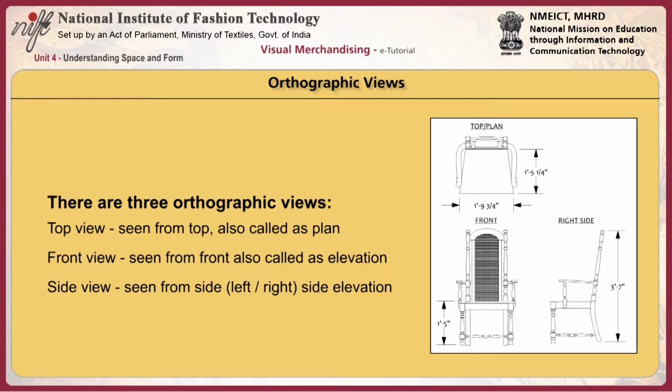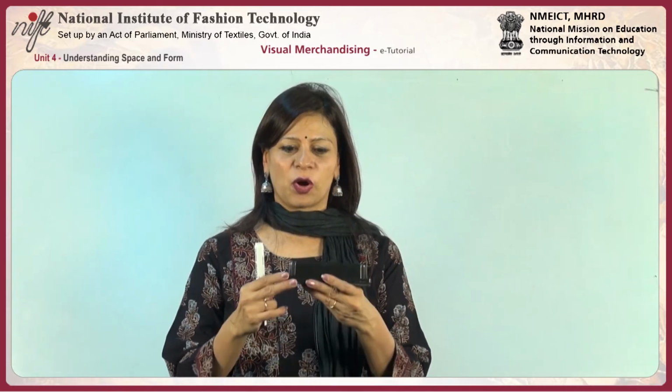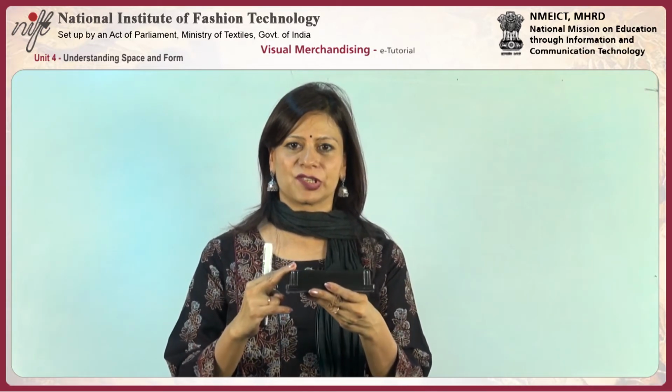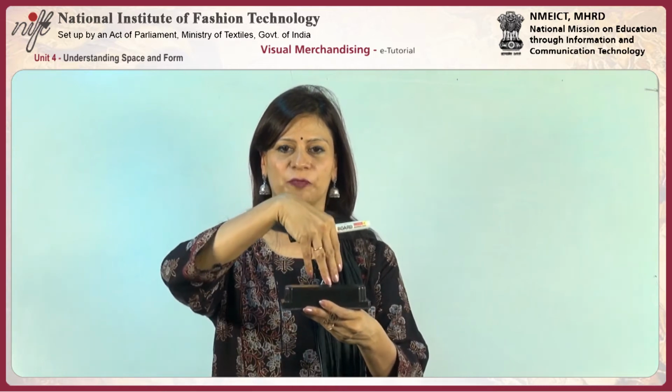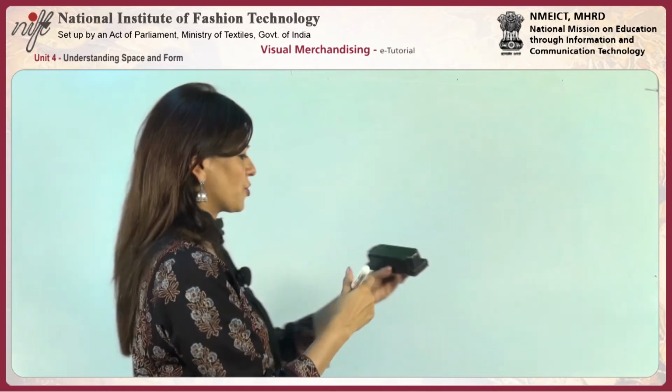Primarily, there are three orthographic views. One is the top view, seen from the top, also called plan. The front view, seen from the front, also called elevation, and the side view, seen from the left side or the right side, also elevation. Let us understand the orthographic projection for this duster. So, as mentioned, the top view, the front view and the side views. So let us draw it.